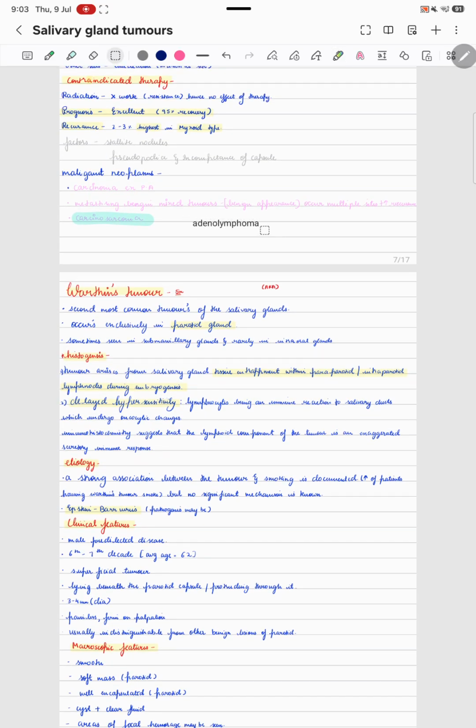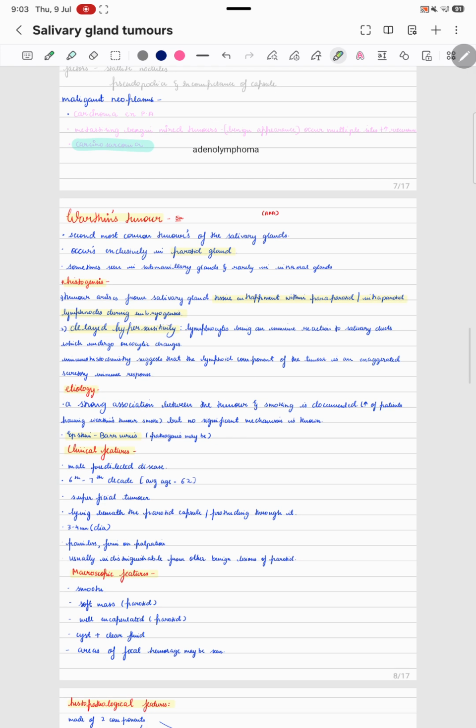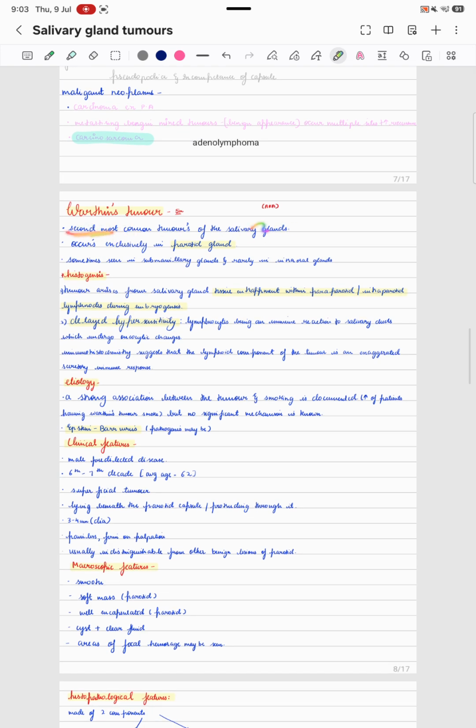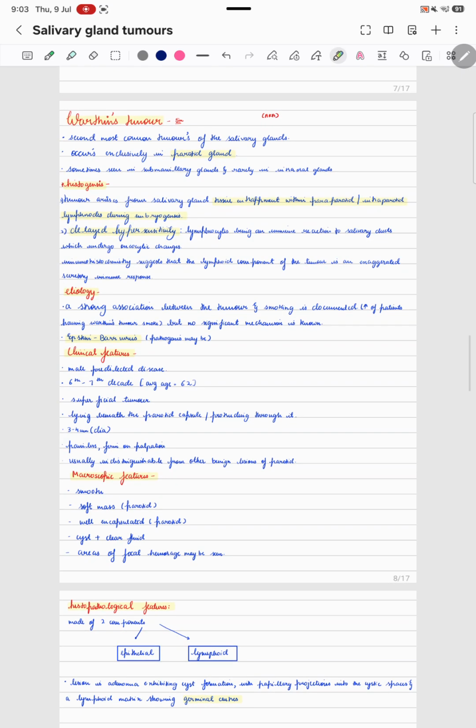Adenolymphoma is another name of Warthin's tumor. So what is Warthin's tumor? Warthin's tumor is the second most common tumor of the salivary glands, and it mainly occurs in the parotid. It occurs exclusively in the parotid, so a tumor of the parotid can also be said to be Warthin's tumor.